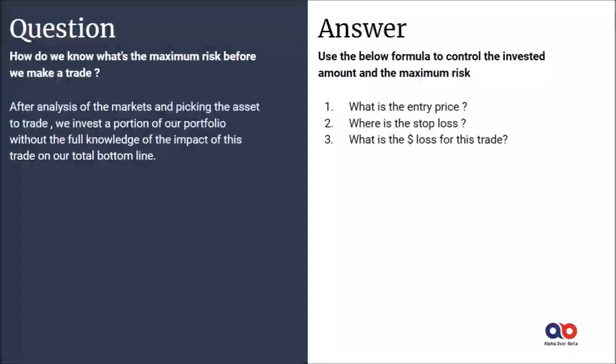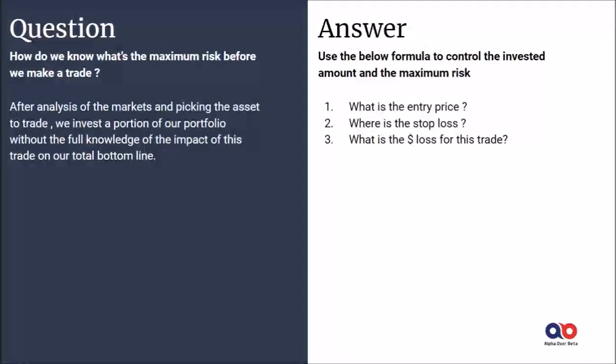Okay, so we invest a portion of our portfolio without the full knowledge of the impact of this trade on our total bottom line, and this is exactly what we would like to remedy. We would like to correct that, and we would like you to know what is the impact on the total bottom line. All right, so the answer to the question, how do we know, is that we use a formula, which I will show you in a minute. And that formula would control the invested amount and the maximum risk. Okay, so three basic questions.